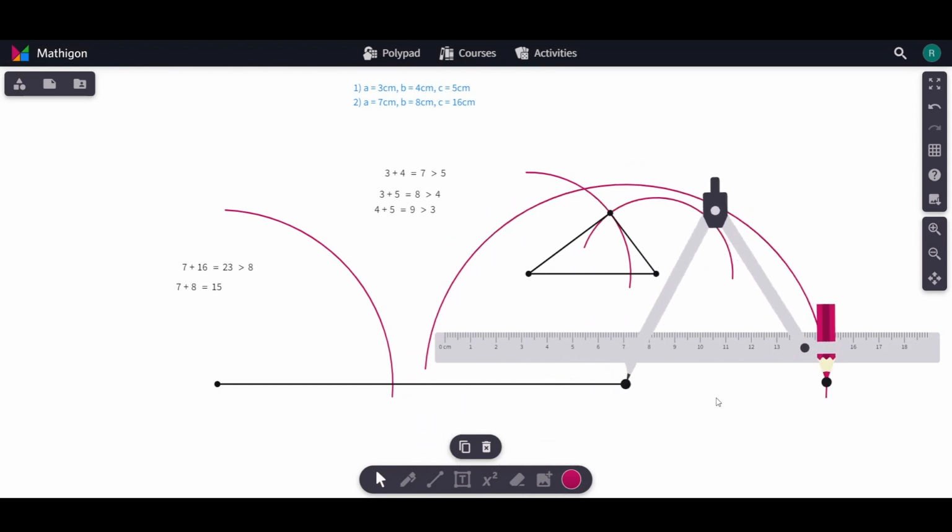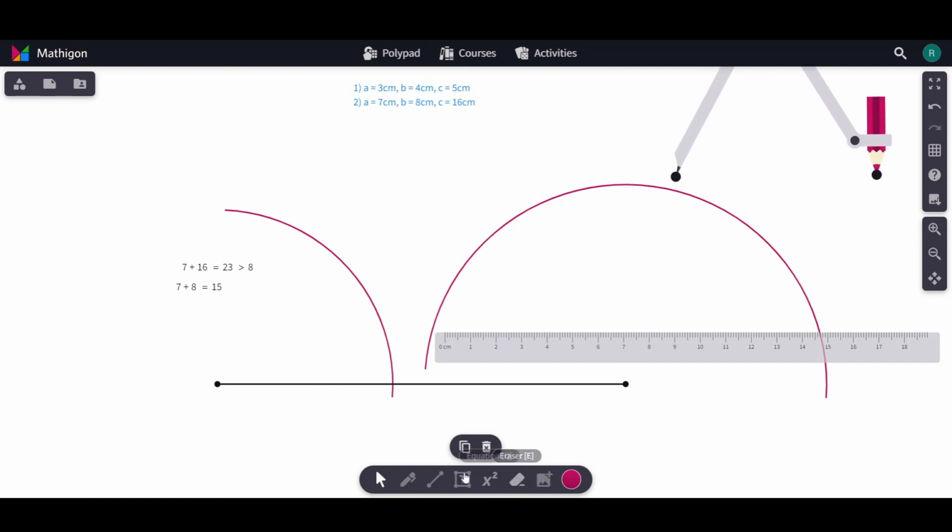So here we see that we don't need them anymore, so we can delete this. Here we can see that we have two circles, but the thing is they don't intersect. So even if you drew the radii of the circle, we will see that we can form a triangle.